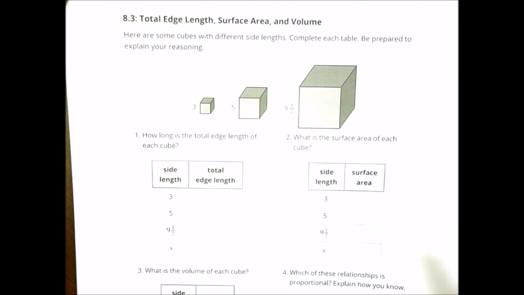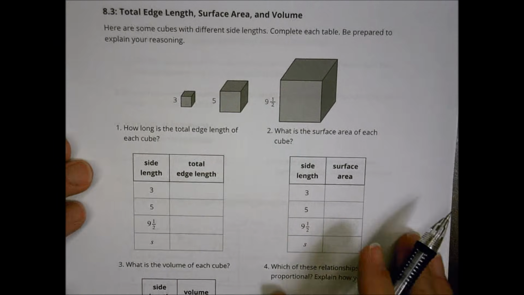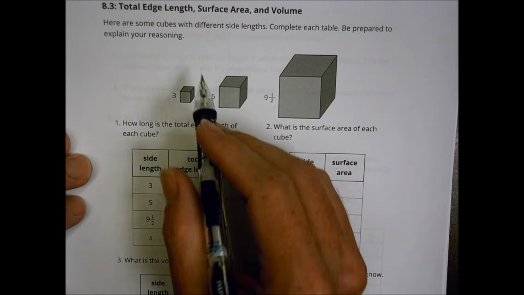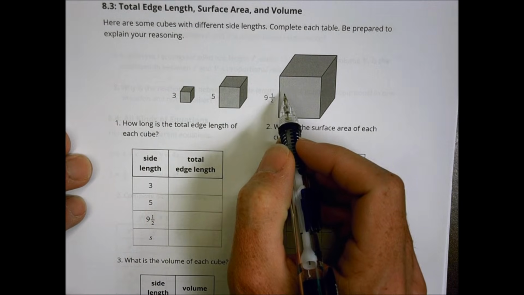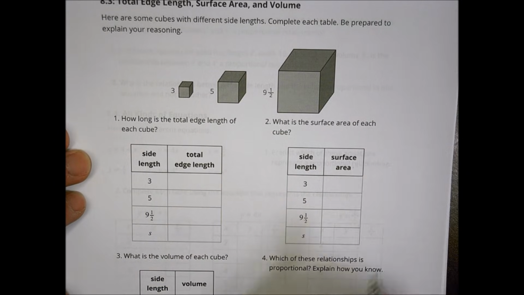From there, you had a conversation looking at some cubes, and you had 3 different charts to complete based upon the information of the cubes. We had a side length given to us, and we were going to compare side lengths with the edge length, surface area, and volume, all different things.